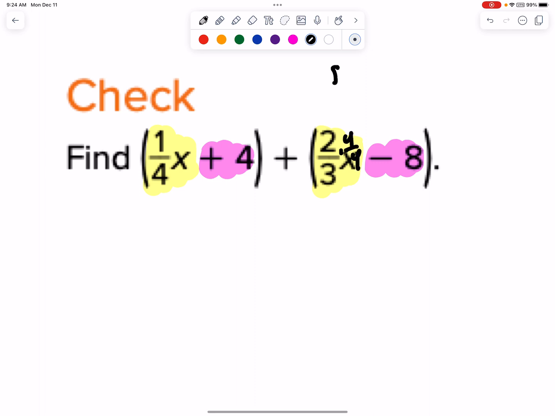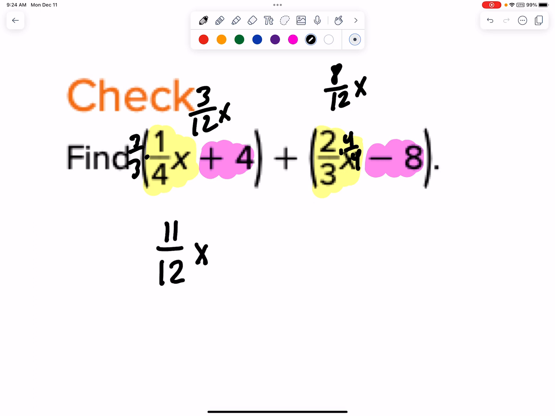So we have 8 twelfths x, and times 3 over 3, we have a 3 twelfths x. So this is what we're combining for those. That puts us at 11 twelfths x. Now let's add our constant club. Negative 8 plus a positive 4 is a negative 4.